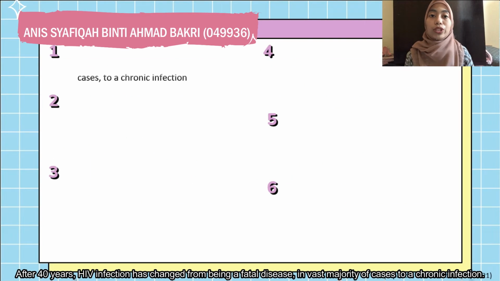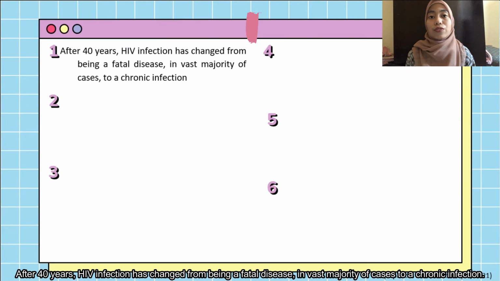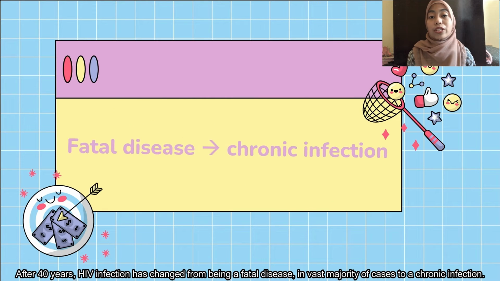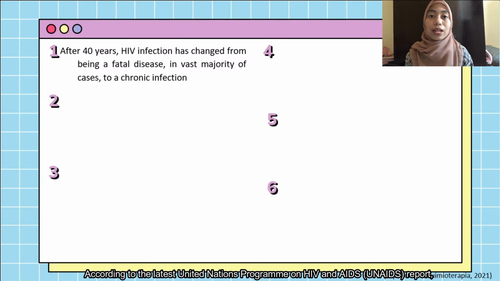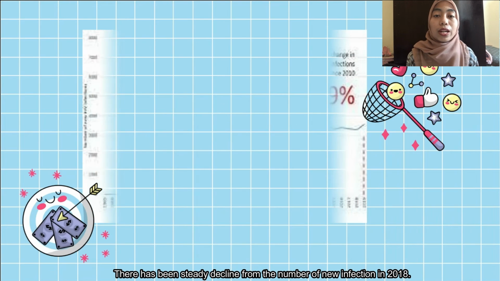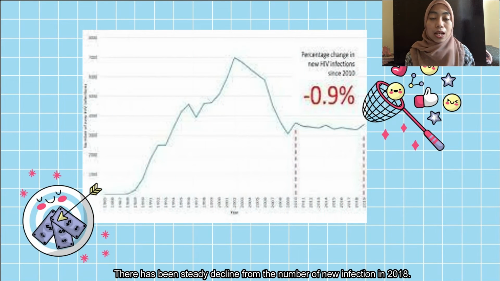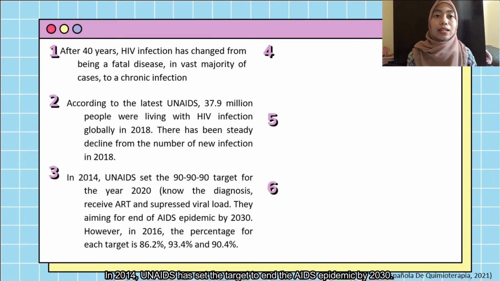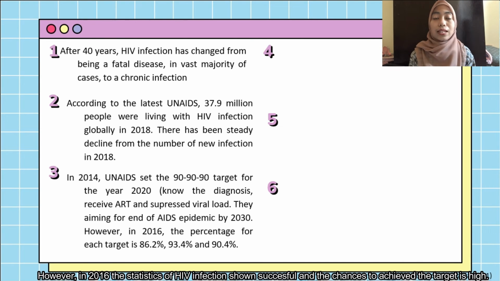I'll talk about current medical view regarding HIV infection. After 40 years, HIV infection has changed from being a fatal disease in the vast majority of cases to a chronic infection. According to the latest UNAIDS report, 37.9 million people were living with HIV infection globally in 2018. There has been a steady decline in the number of new infections since then. In 2014, UNAIDS set the target to end the AIDS epidemic by 2030. However, in 2016, the statistics of HIV infection showed success and the chances to achieve the target are high.